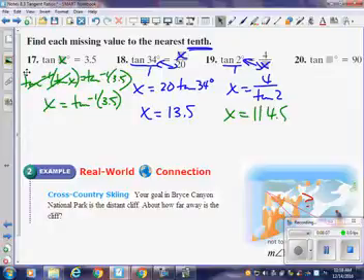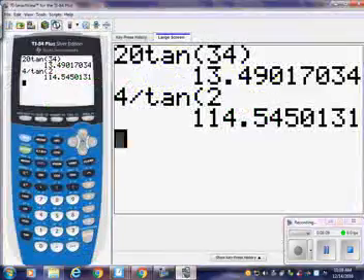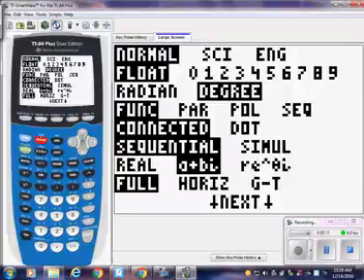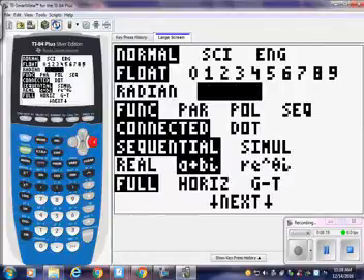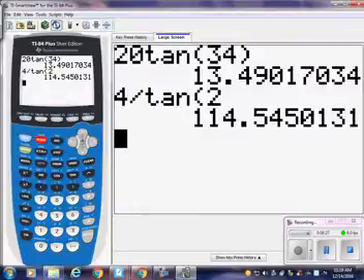Now, first of all, go to your mode button and make sure degrees is turned on. You don't want radians turned on, you want degrees turned on. And if you don't know how to do that, just go down to the radian word and go over and hit enter, and it will change that to dark like mine is, and degrees will be on. Then second quit. Now we're going to type in our problem.